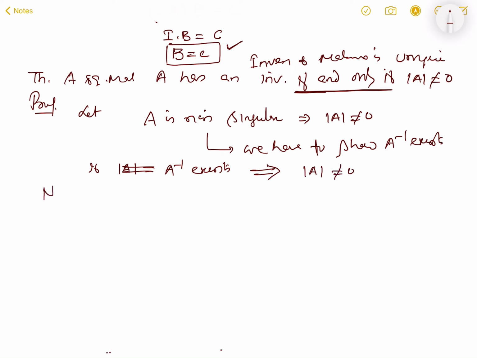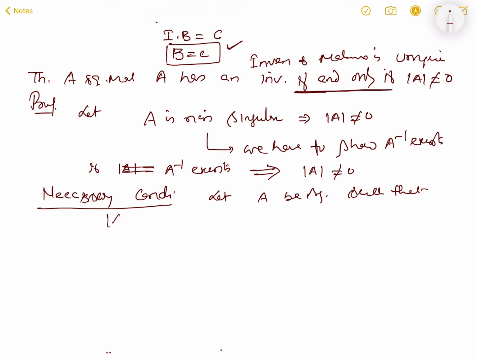So first necessary condition, the necessary condition is A be a square matrix such that determinant A is non-zero, that is X. Okay, so let B is equal to matrix adjoint A over determinant A.